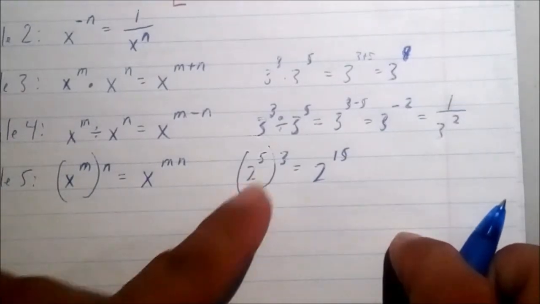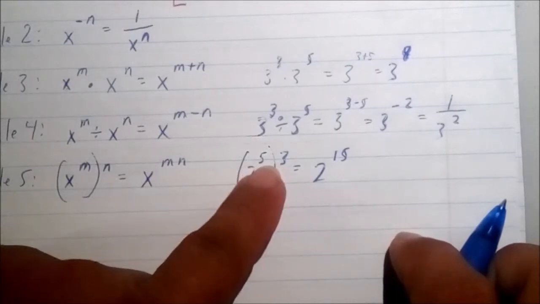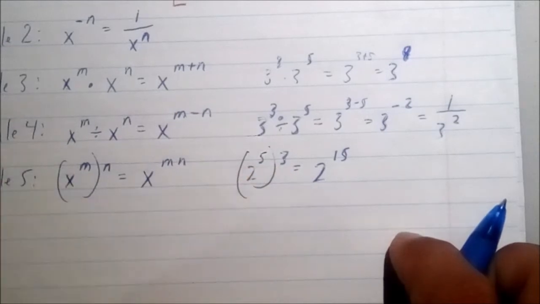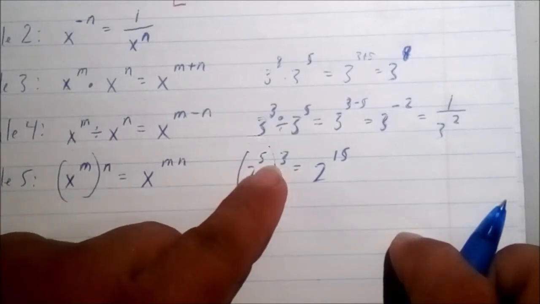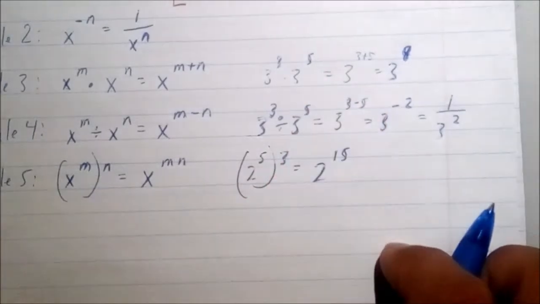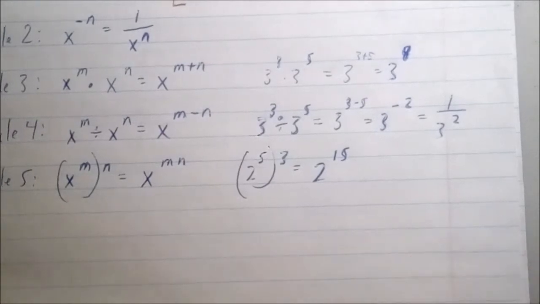Now mind you, they don't have to be positive. They don't have to be positive or whole numbers. They can be negative and they can be fractions or decimals. Just follow the rules. If they're fractions and you're multiplying fractions, you know what to do. If you're adding or subtracting fractions, you know what to do, especially if they have like denominators or unlike denominators.